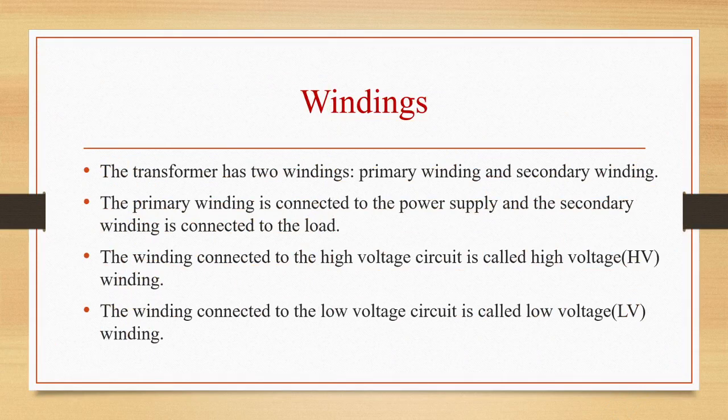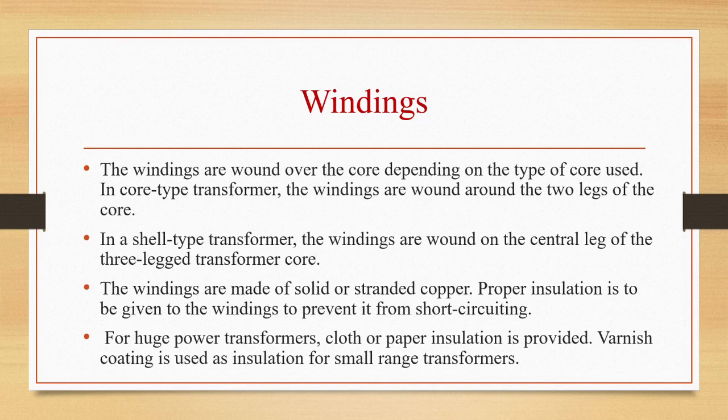Transformer has two windings, primary and secondary winding. Primary is the winding which is connected to the power supply, and secondary is the winding which is connected to the load. The winding connected to the high voltage circuit is called the high voltage winding, HV, and the winding connected to the low voltage circuit is called the low voltage winding, LV. Windings will be wound over the core depending on the type of core used. In a core type transformer, windings will be wound around the two legs of the core. In a shell type transformer, windings will be wound on the central leg of the three-leg transformer core.